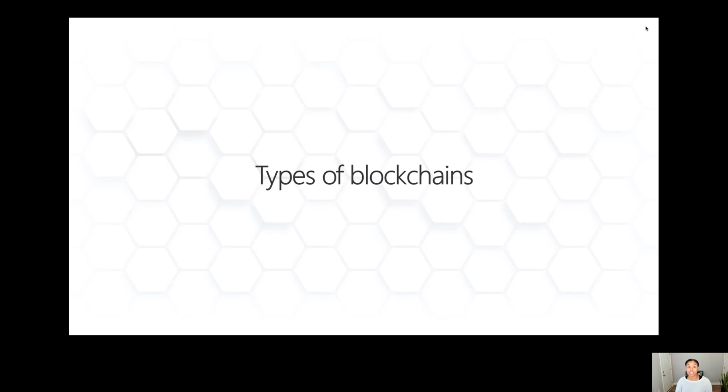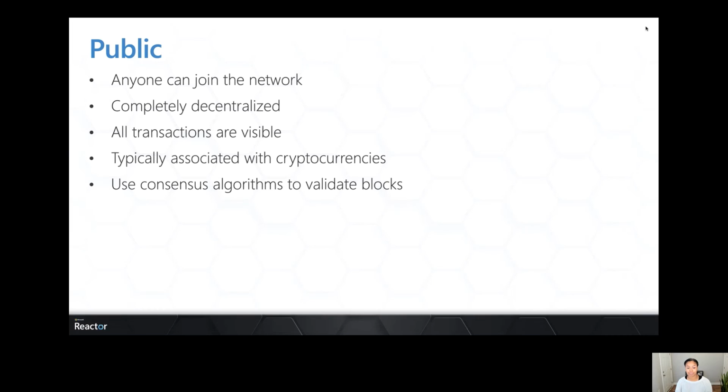Next, let's talk about different types of blockchains. A blockchain can be public or private, and the distinction determines who can participate in the blockchain network. With a public network, anyone with internet access can join your blockchain network. No onboarding is required, and you don't have to ask anyone for permission to join. A public blockchain is decentralized with no single authority on the network. All transactions in the blockchain are visible to any node in the network.